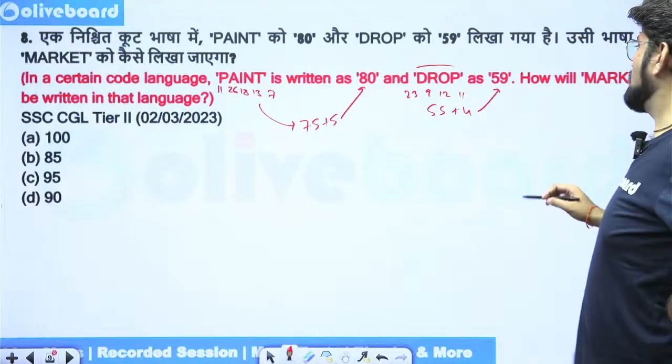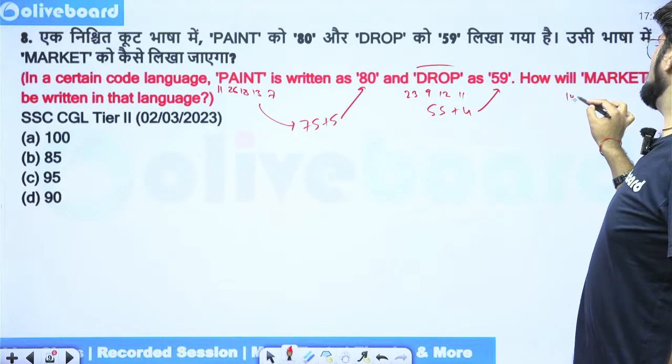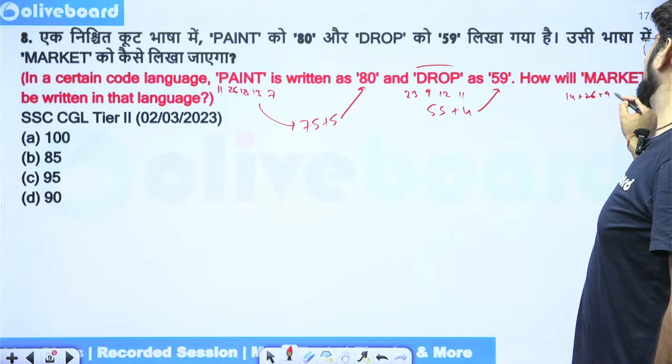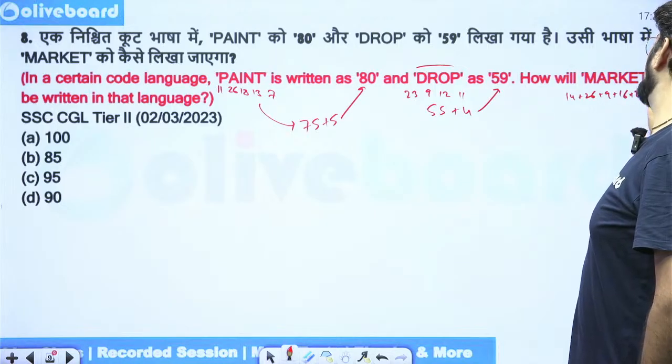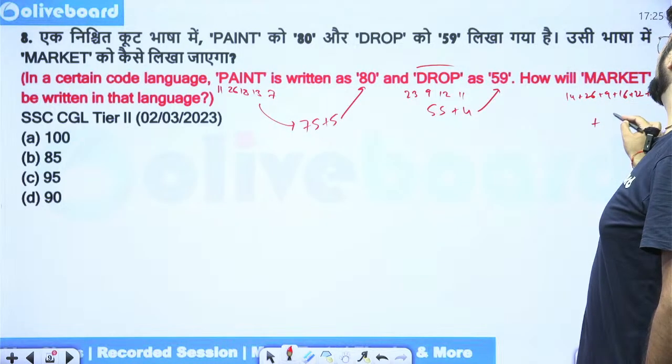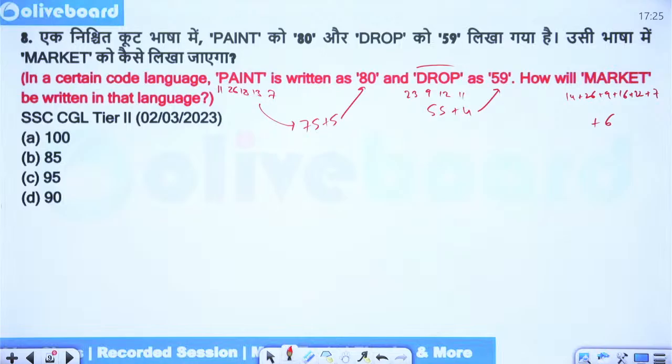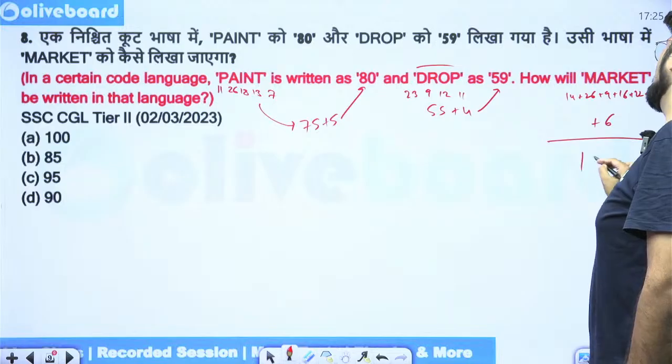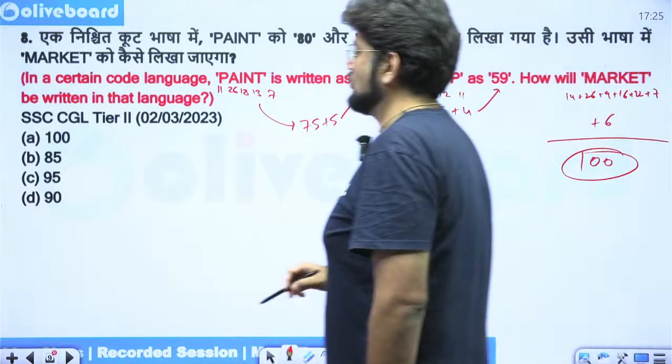So now what's the code for market? Market will be 14, 6, 9 plus 6. So 14, 26 is 40, 40, 9 is 5, so 65, 65, 7, 4 plus 6. What is my answer? Option.